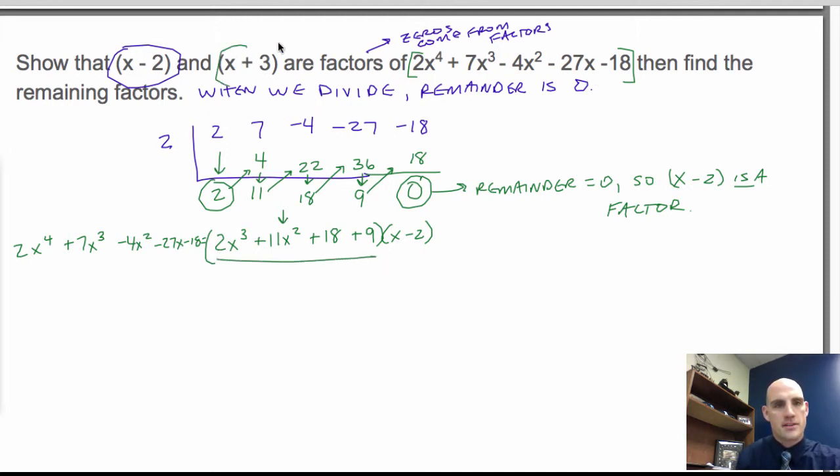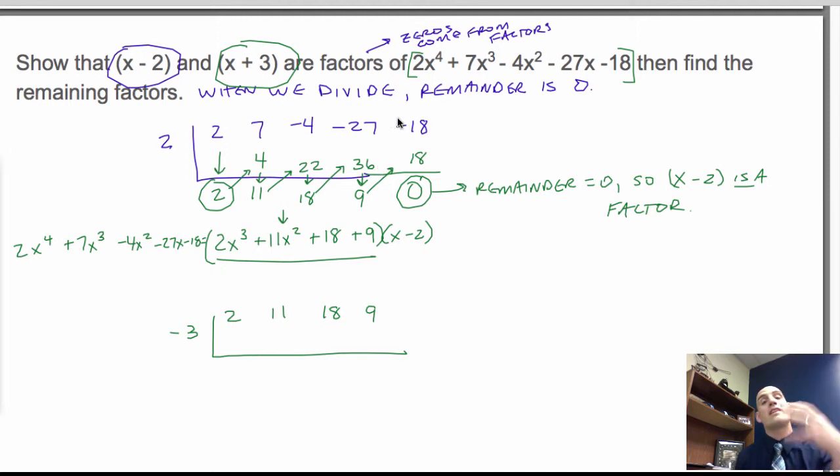So I'm going to take x plus 3, so I'm going to put minus 3 on the outside, draw my box, use my coefficients, 2, 11, 18, and 9. I'm doing less work. I have one less column because I've already shown that I can take out an x minus 2. Now I'm going to take out an x plus 3. So here we go. Bringing down the 2. Negative 3 times 2 would be negative 6. When I add, I get 5.